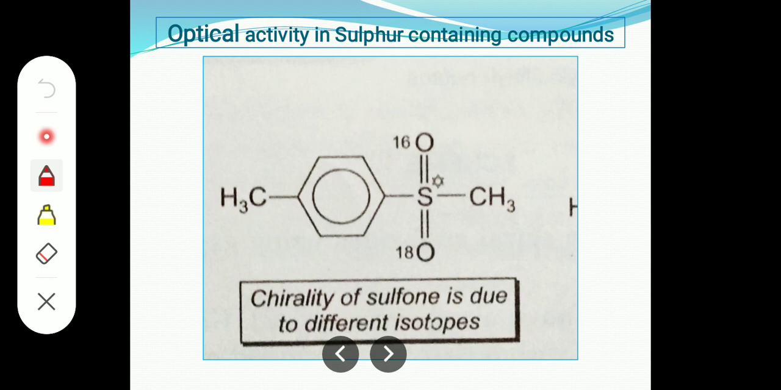So on the left side you have a toluene group, on the right side you have a methyl, and then you have oxygen 16 and oxygen 18. They are the isotopes of oxygen, and hence you are giving a star on sulfur, which says that it is a chiral sulfur. And this chirality is being created only because of the isotope. If it did not have any isotope on oxygen, then it would have been an achiral sulfone. But since it is an isotopic sulfone with oxygen 16 and oxygen 18, you can call it chiral.